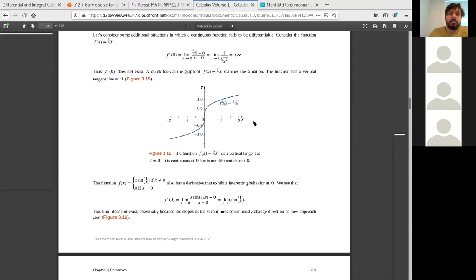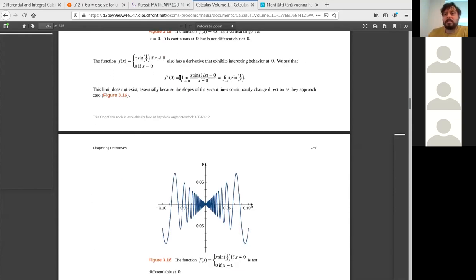There are other functions. There's this x times the sine of 1 over x. It wiggles very, very vigorously as we approach zero. x makes the function itself go towards zero, because if you look at the limit of this f of x, x times the sine of 1 over x, we know that sine of 1 over x may be somewhere between -1 and 1.